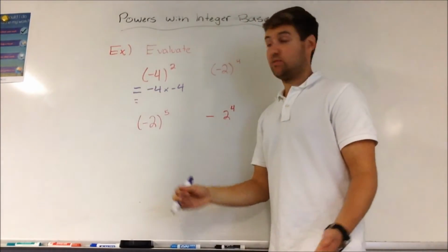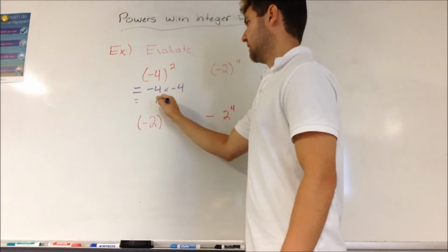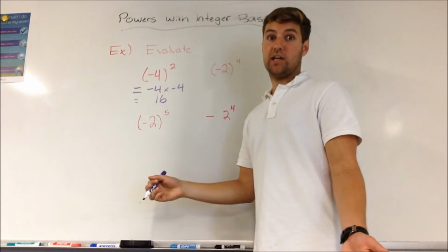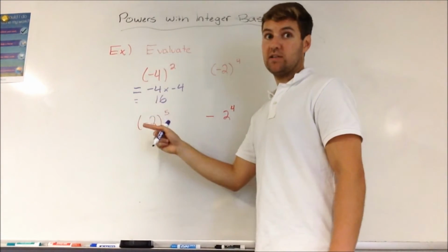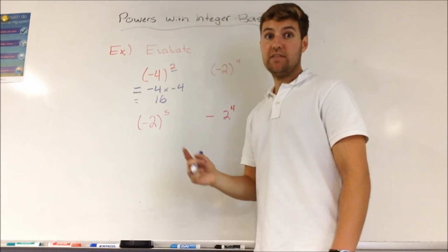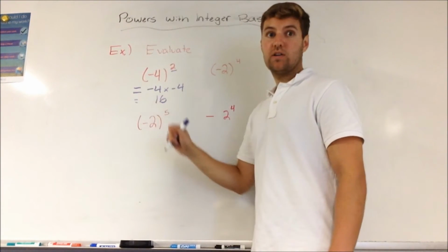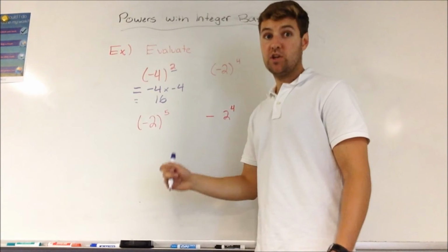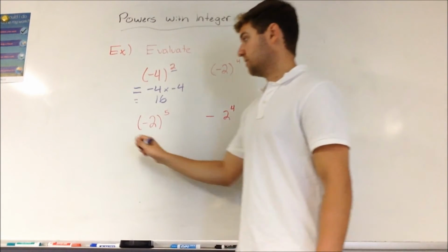Well, 4 times 4 is still 16, and a negative times a negative is positive, so it's positive 16. Another way of thinking about it is the exponent, 2, is an even number, so we know that our answer is going to be positive. So we know it's going to be positive 16.